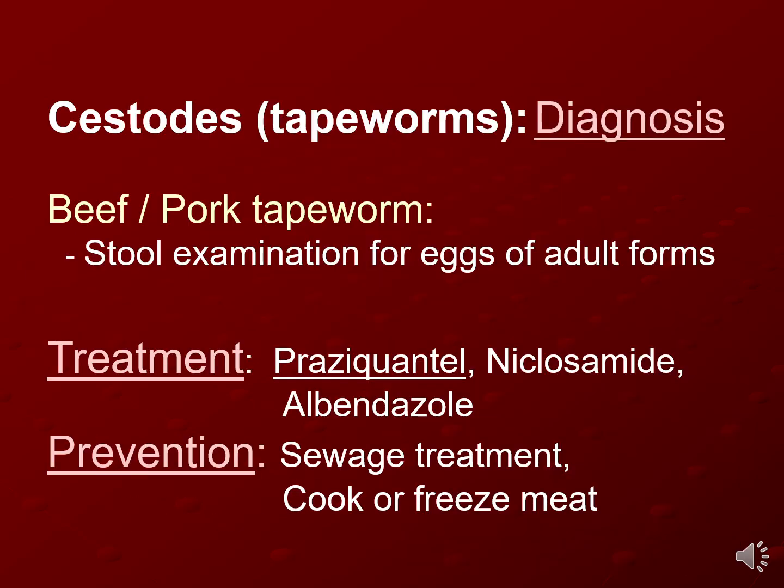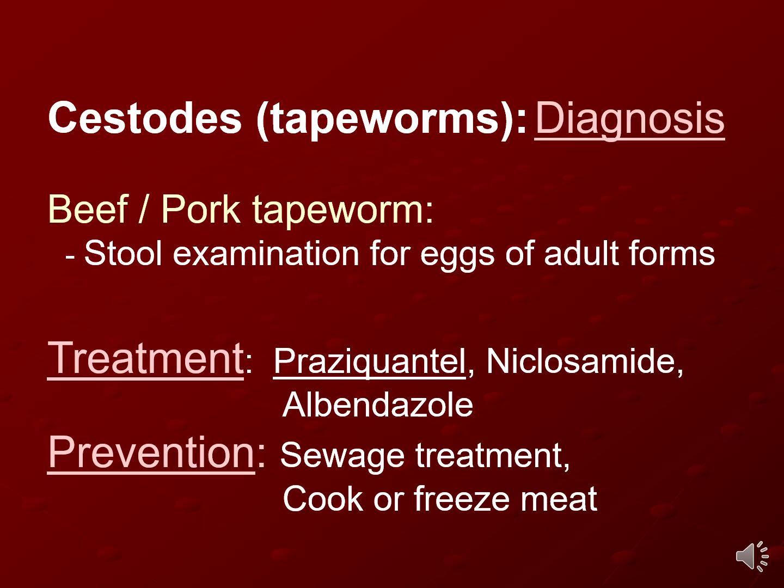Now, again, the diagnosis is by stool examination for the eggs of the adult form. So we look for the eggs to diagnose infection in humans. Treatment is one dose of praziquantel. This is the recommended treatment, but it's not available in Beirut and in Lebanon, so we go back to the older treatments of niclosamide or the second best, albendazole.